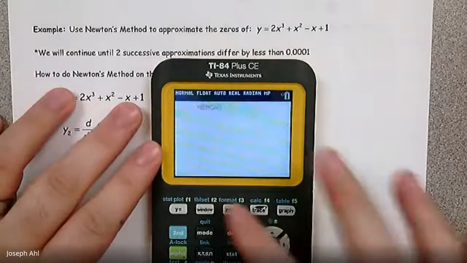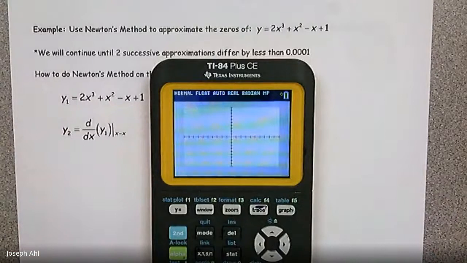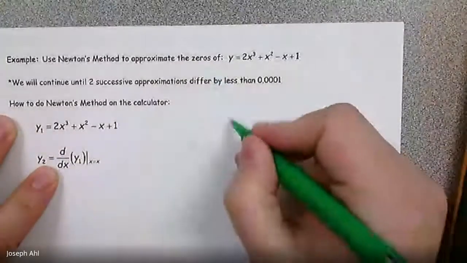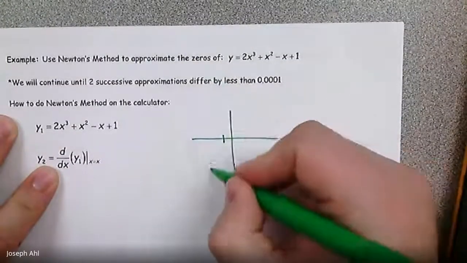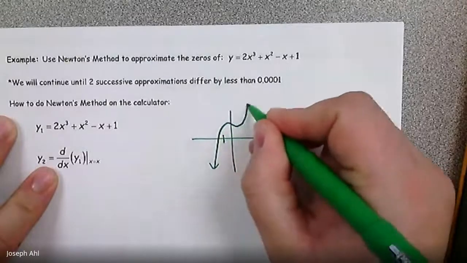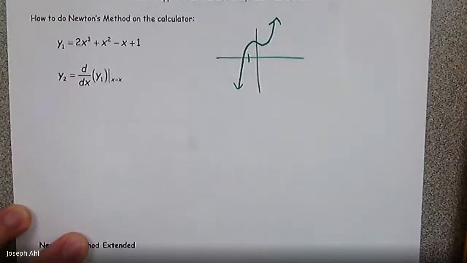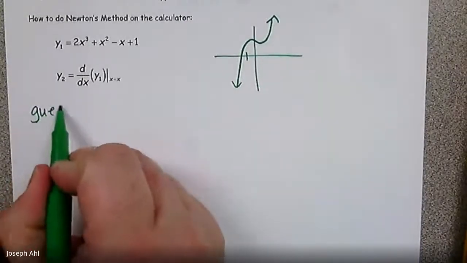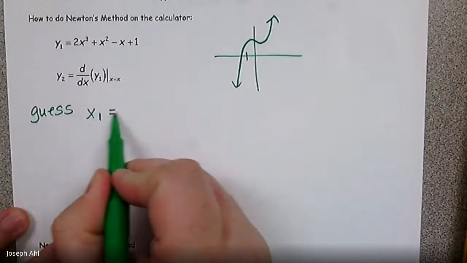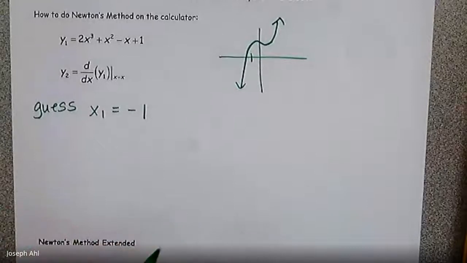So if we do maybe a quick zoom 6 here, we can see that this has a root fairly close to -1. It's not exactly -1, but it seems like that's going to be a good initial guessing location. So based on the graph, I say we make our first guess for x1 -1 in this case.